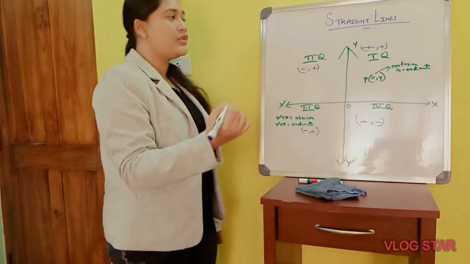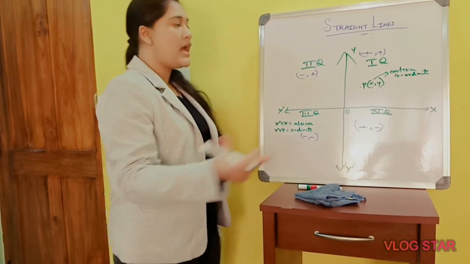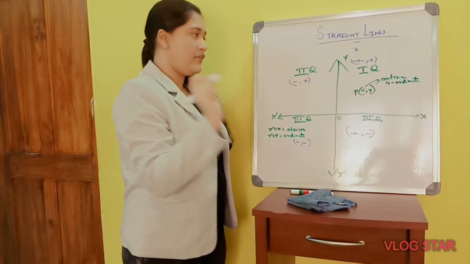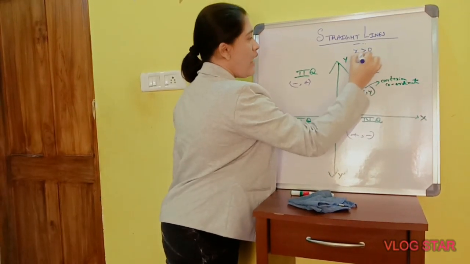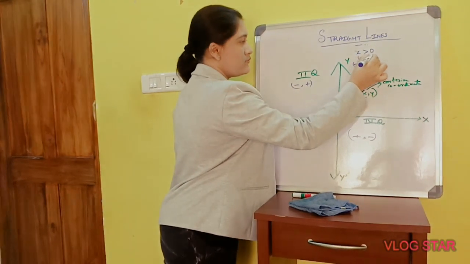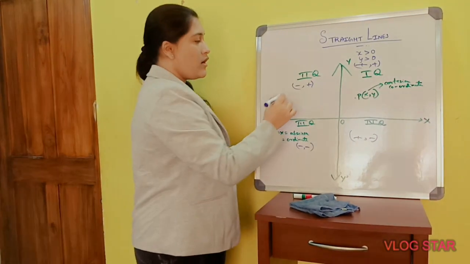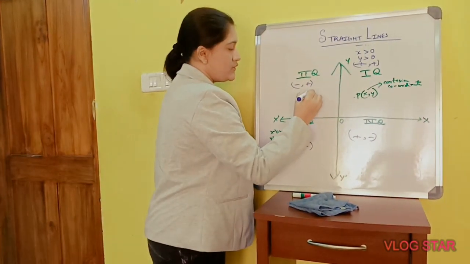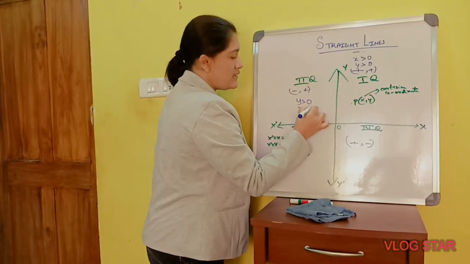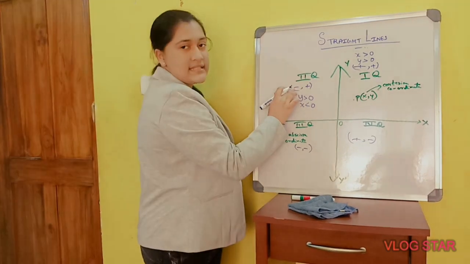Now how will we know which one is plus and which one is minus? Here x and y both will be taken as positive. Why? Because x is greater than 0 and y is also greater than 0. In the second quadrant, y will be greater than 0, that is why it is taken as positive. But x will be less than 0, so that is why it is taken as negative.